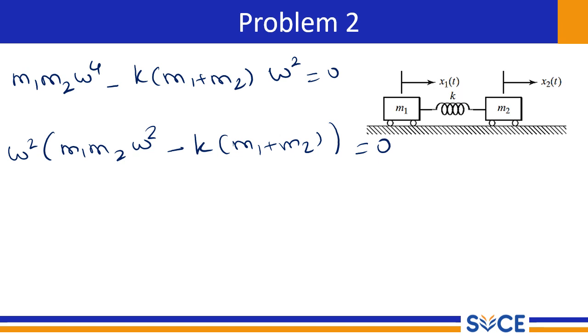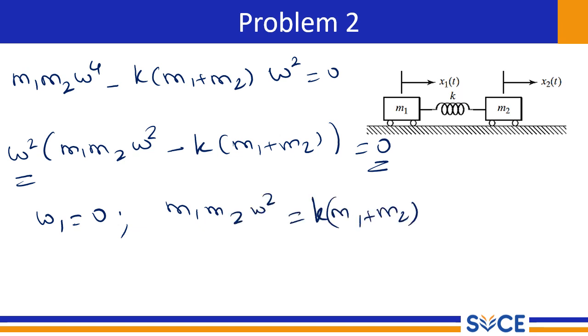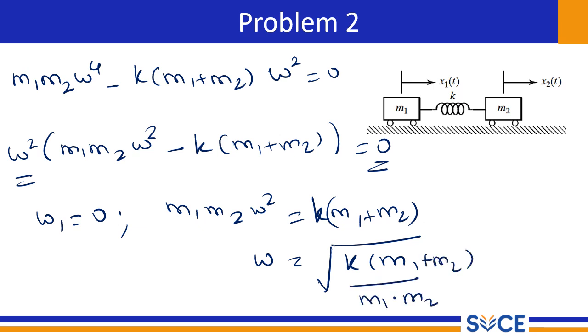So what will happen? It is easiest from this. Omega square is going to be equal to 0, that is omega 1 equal to 0. Then from this equation, m1 m2 omega square equal to k into m1 plus m2. From this, omega equal to root of k into m1 plus m2 divided by m1 into m2. This is the natural frequency of this semi-definite system. We can see that one of the natural frequencies is 0 for the semi-definite system.